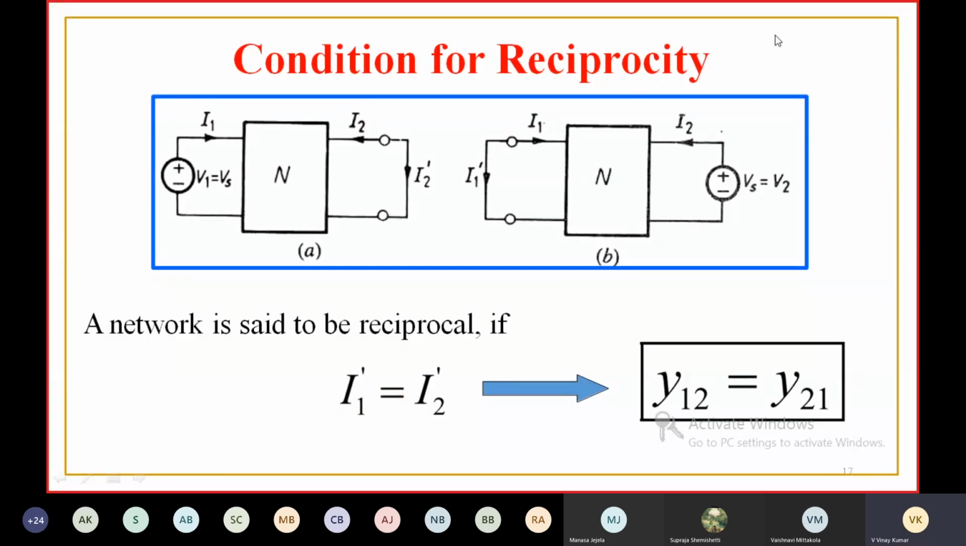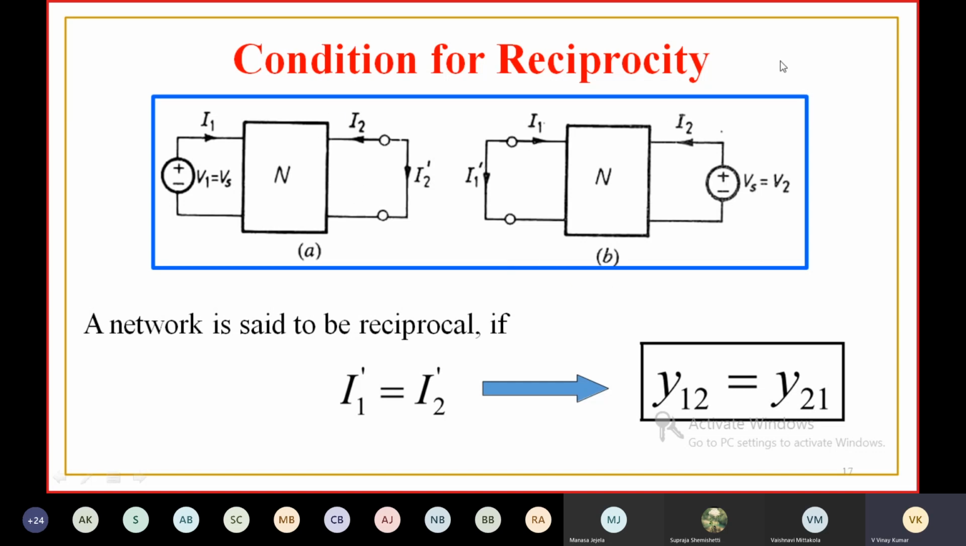Now coming to condition for reciprocity. Here we have to apply the reciprocity theorem. If the network obeys the reciprocity theorem, then the network is said to be reciprocal.